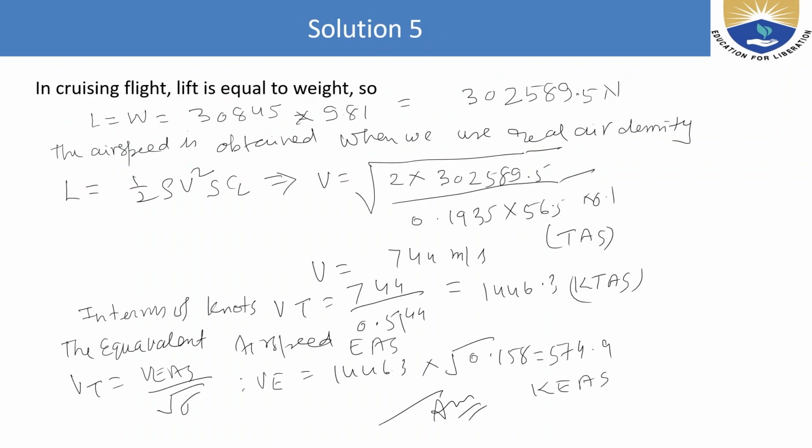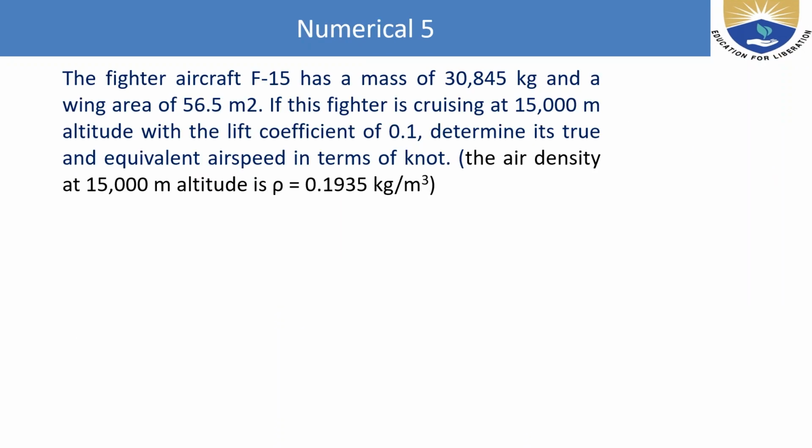Numerical number 5: the fighter aircraft F-15 has a mass of this much kg and the wing area of this much. If this fighter is cruising at 15,000 meter altitude with a lift coefficient of 0.1, determine its true and equivalent airspeed in terms of knots. The air density at 15,000 meter is 0.1935.